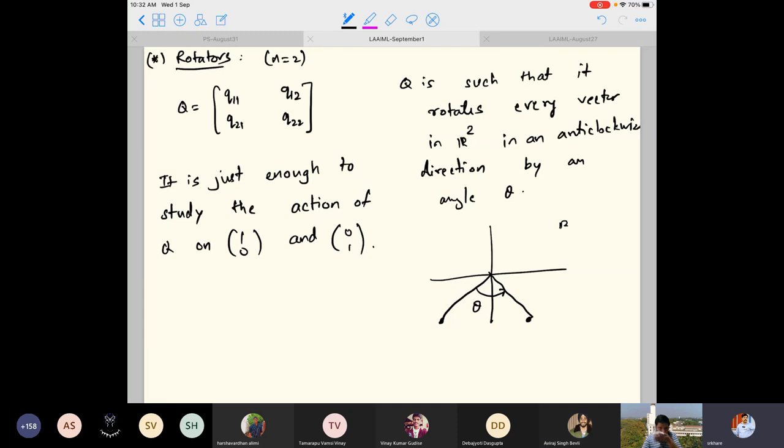Because (1, 0) and (0, 1) form the basis of R2. Correct. (1, 0) and (0, 1) form the basis of R2. So you just look at the action on the basis. Once you look at the action on the basis, then you are through. Now the next question: why do I choose this basis to be (1, 0) and (0, 1) only? Why not any other basis?